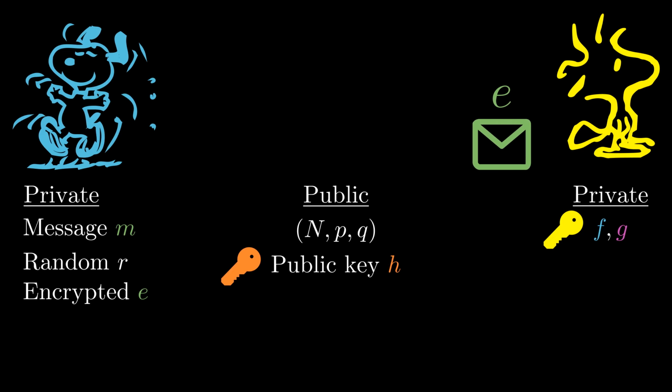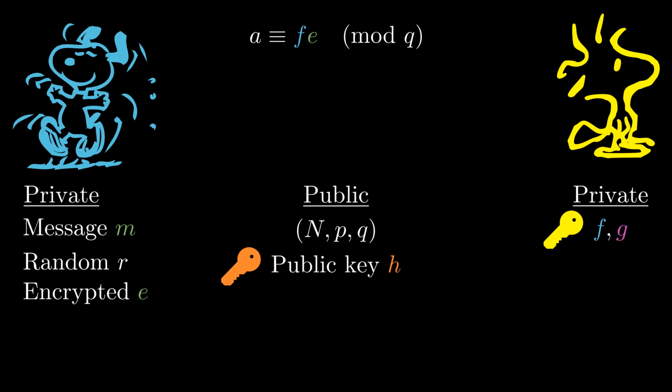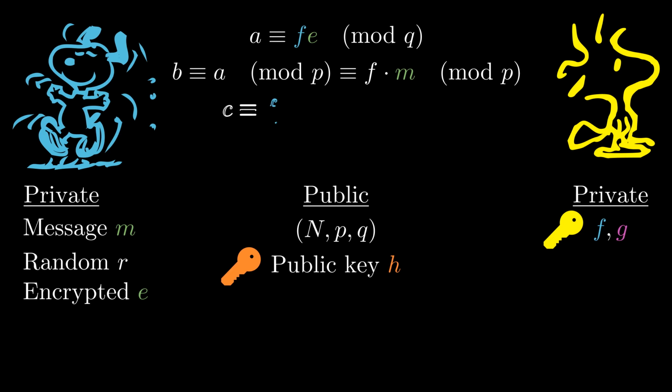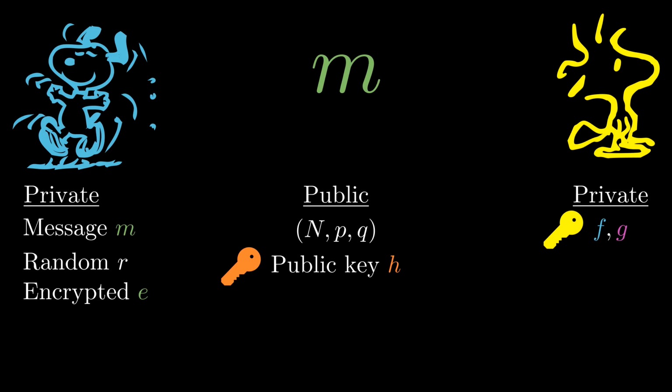Snoopy now sends this message over to Woodstock, and Woodstock can begin the process of trying to read it. He applies a few calculations involving the encrypted message e and his private key. This leads him to finding the value of m, the message that Snoopy intended for him. I'm glossing over the details a little bit here, but all of the constraints that we put on our parameters earlier are what guarantees that this value is equal to m. So we complete the process of Snoopy sending a secret message to Woodstock.